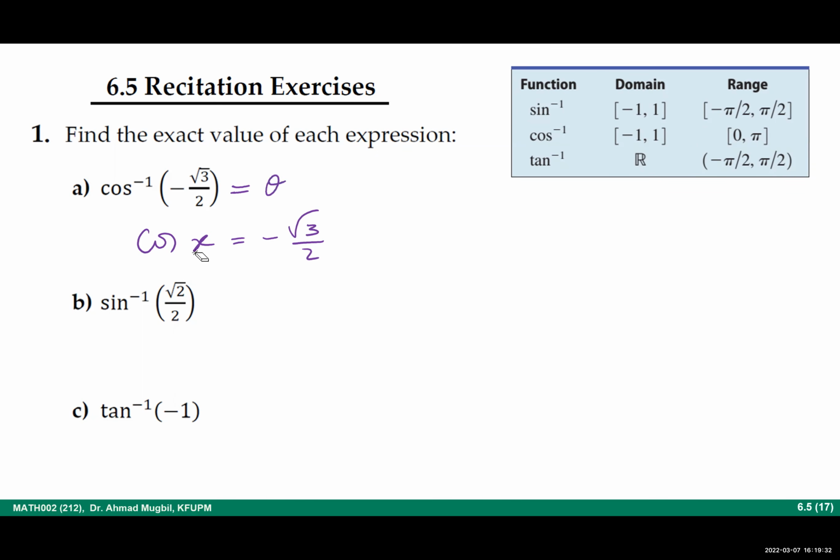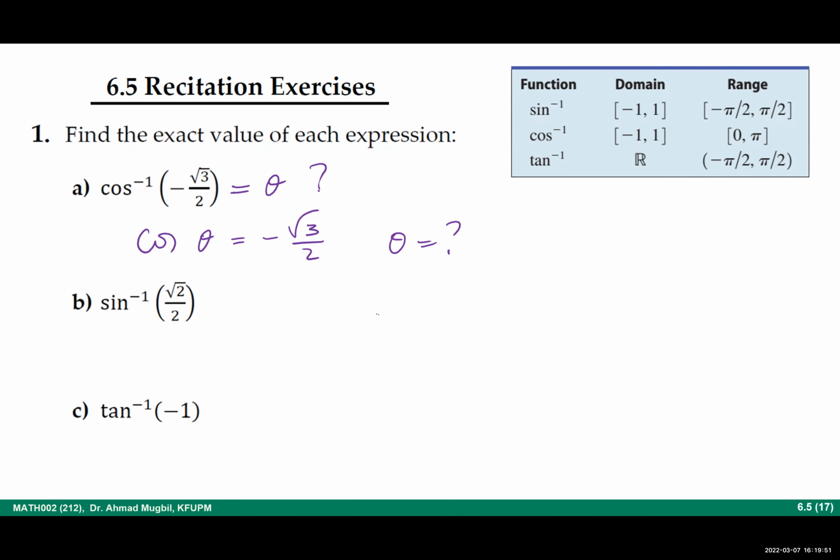In fact, let's call it theta. It's better to call it theta. So cosine inverse of -√3/2 equals theta or x or whatever. Now cosine theta equals what? So the question is, what is theta? What is the angle whose cosine is -√3/2?